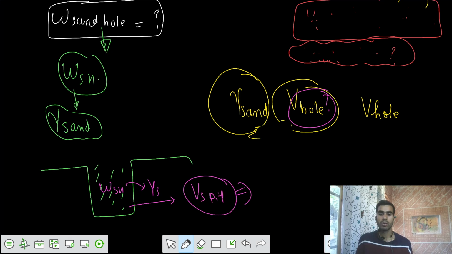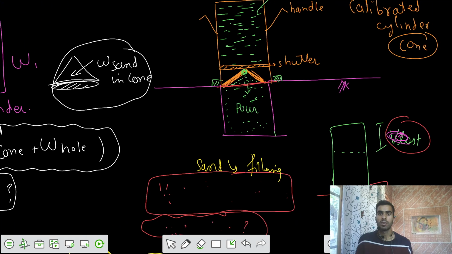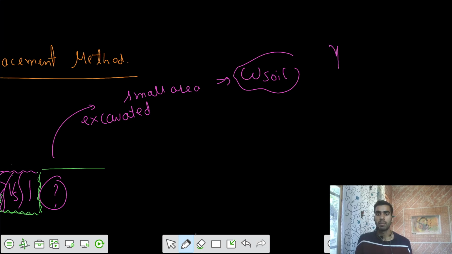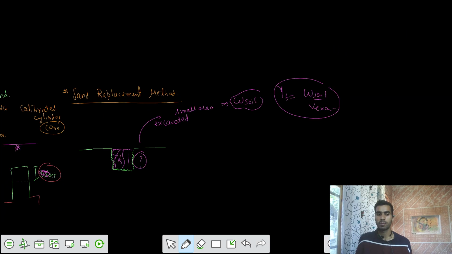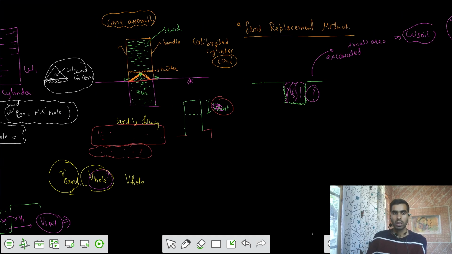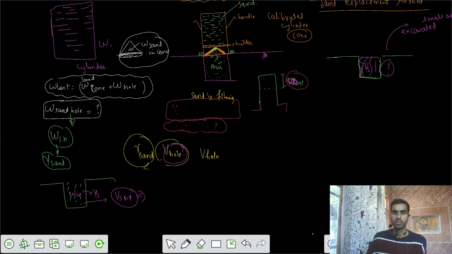Once we have the volume of the excavated area, that is the sand replacement method. So we can say what the gamma bulk is: that's the weight of soil divided by the volume of that excavated area. That is the procedure we have. So in this way we are going to perform it.